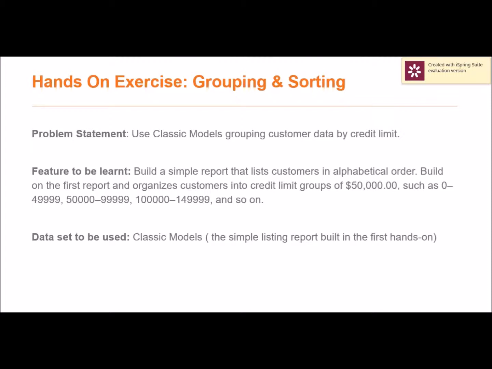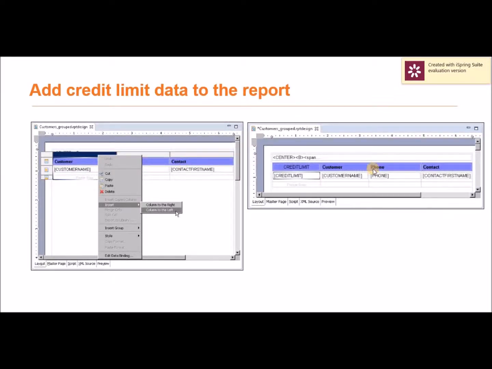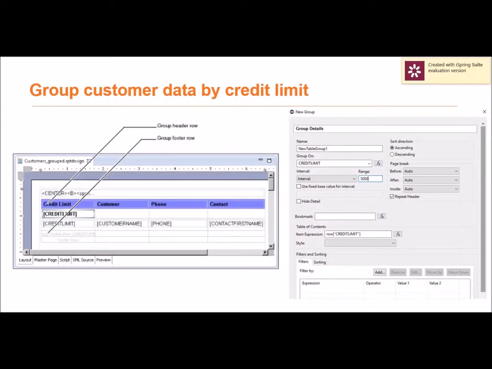You're just going to add one extra column, which is called credit limit. So you see here, credit limit. Then you're going to add a column there just so you can get the bindings, column to the left. Then you're going to click on the table and right click, and that's going to give you the grouping, like windows like this.